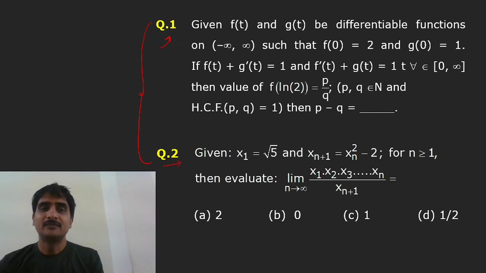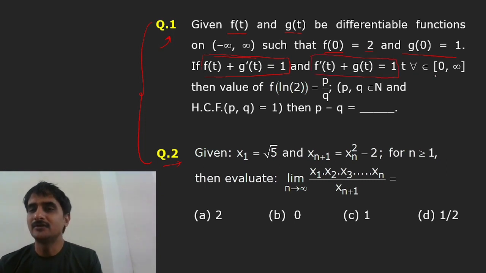So let's start. First question: let f(t) and g(t) be differentiable functions defined for all real numbers such that f(0) is 2 and g(0) is 1. If f(t) + g'(t) is equal to 1 and f'(t) + g(t) is again 1 for all t, this should have been for all t belonging to the interval 0 to infinity. What does that mean? In the interval 0 to infinity, it's like an identity statement always.